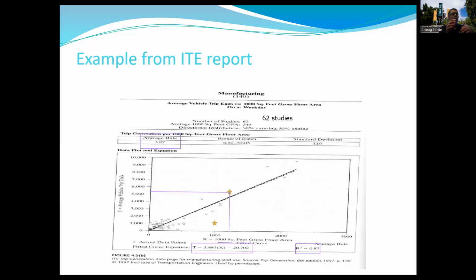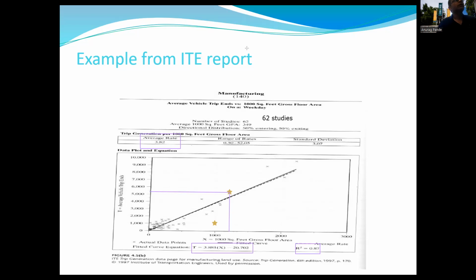So the way you use these charts is that if you have a new manufacturing plant coming up in an area and you're trying to figure out how many vehicle trips it's going to generate, let's say there was a 2,000 square feet plant coming up, and you want to find out how many trips are going to be generated.